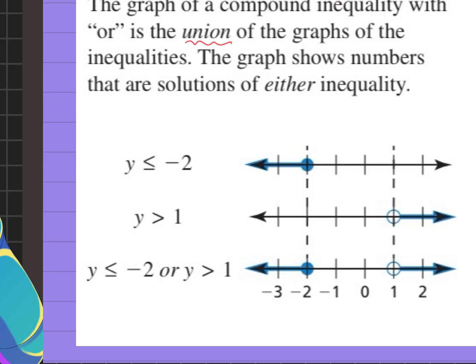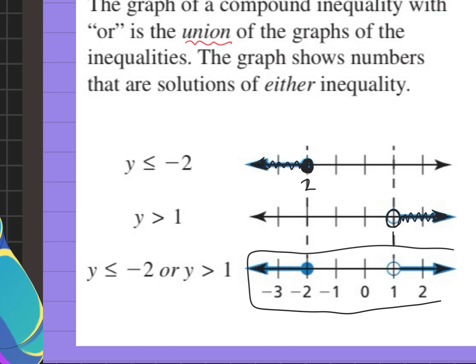So if you were to graph y is less than or equal to -2, it's a closed circle at -2, and less than is going to be this way, right? Now, the next one, y is greater than 1. So an open circle at 1, and greater than 1 is going to be to the right. And if you graph them both at the same time, it's going to look like this. You can see that those two sections do not overlap or intersect like they did in the last one.